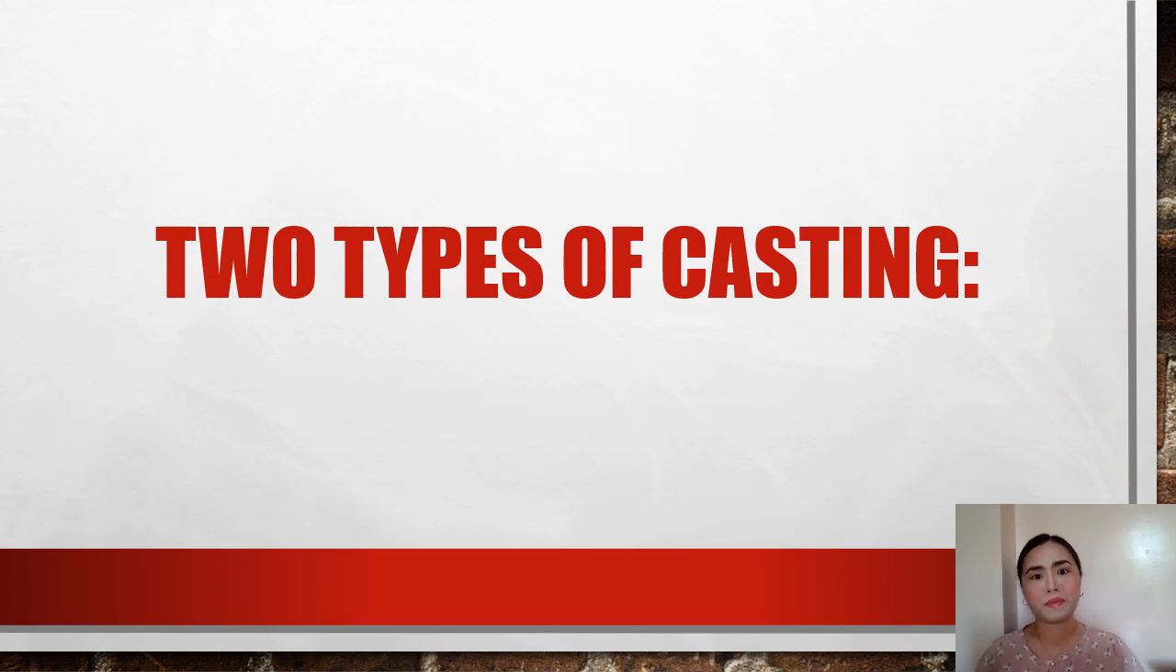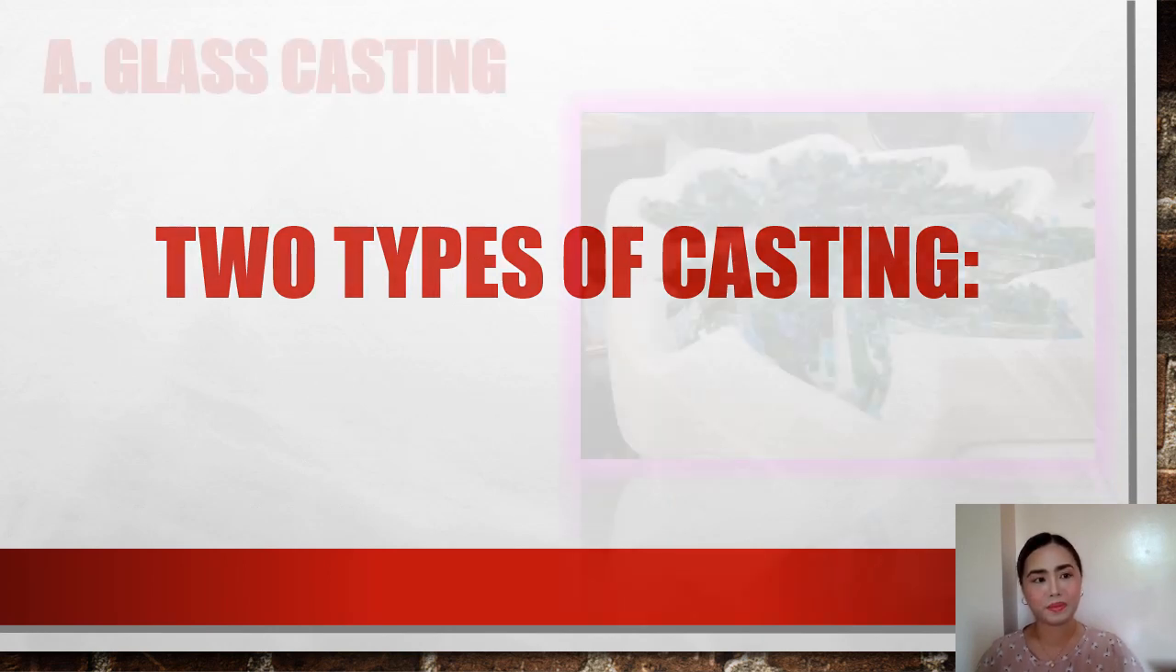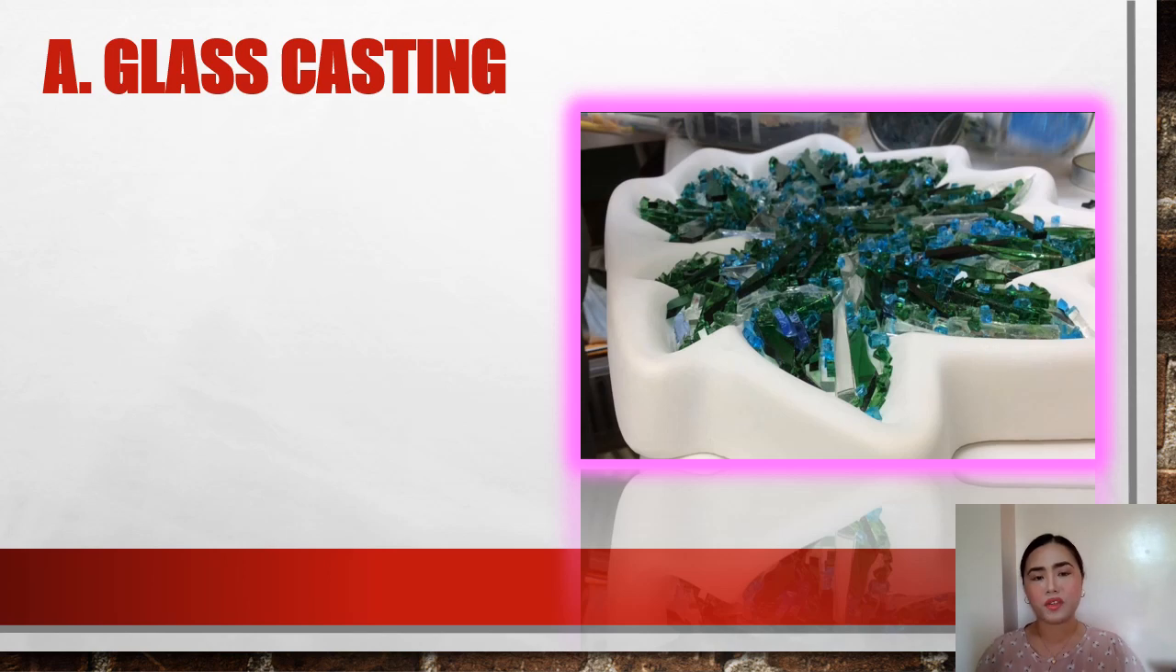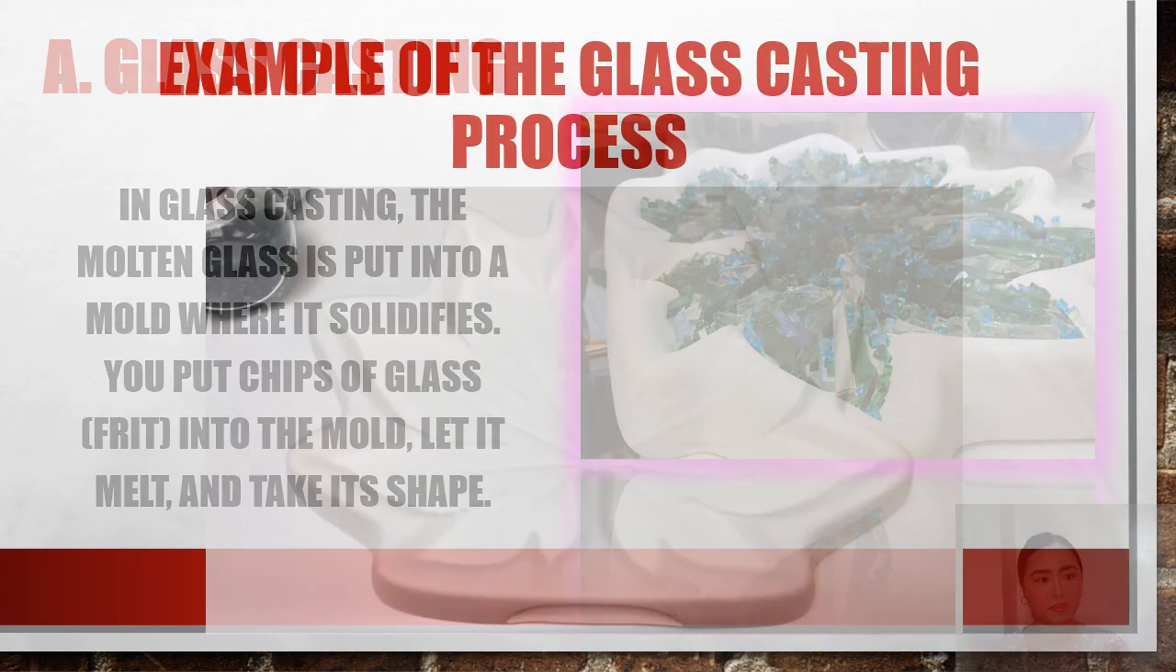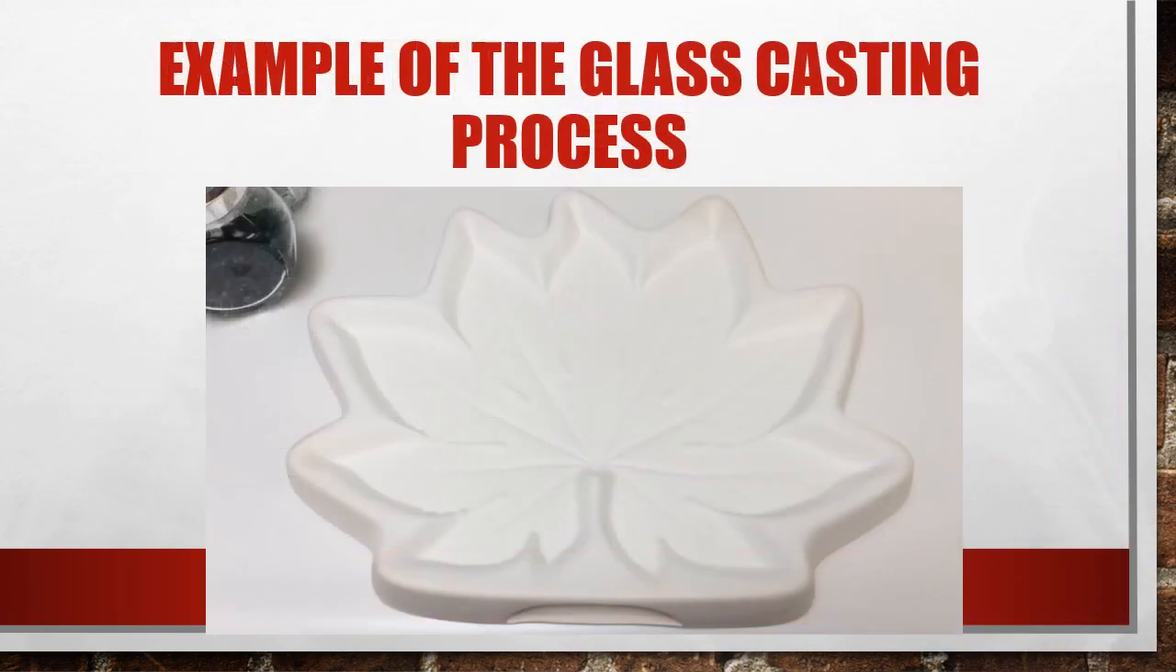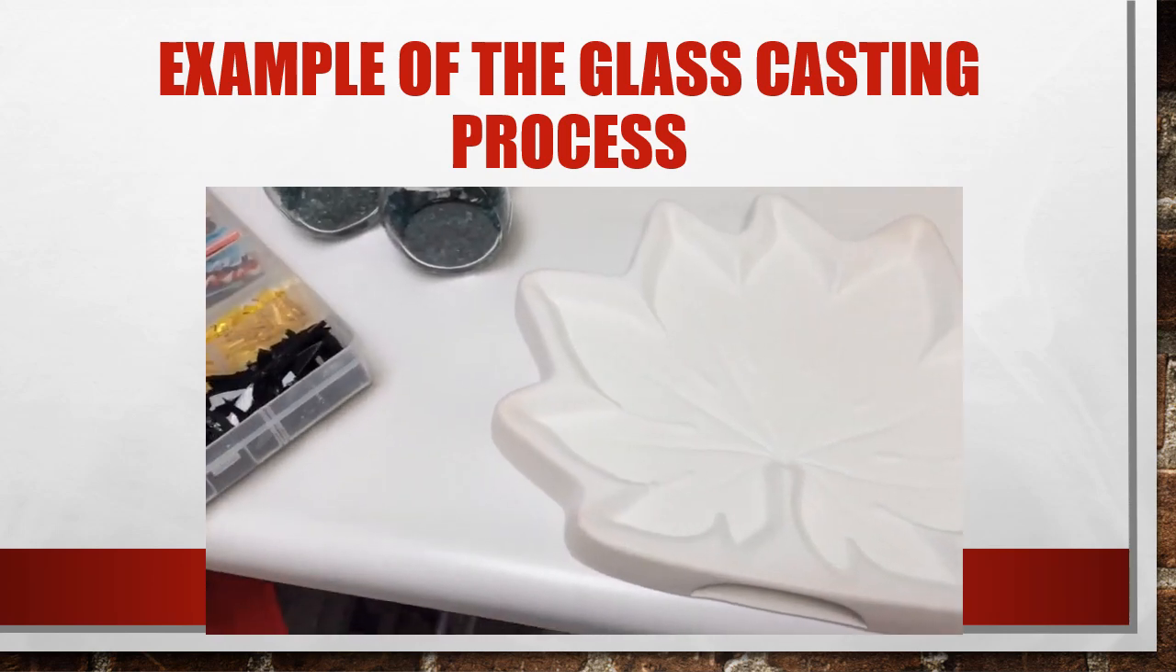Now, there are two types of casting. The first type is what we call glass casting. In glass casting, the molten glass is put into a mold where it solidifies. Now, in glass casting, you put first chips of glass, or what we call frit, into the mold, and then you let it melt and take its shape. Here is an example of the glass casting process.